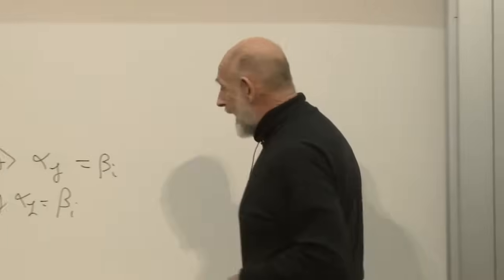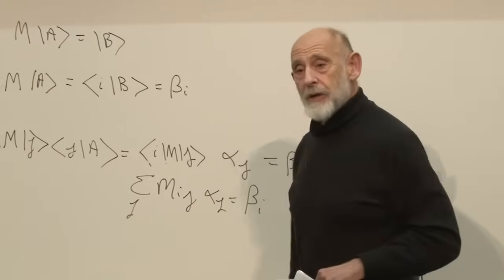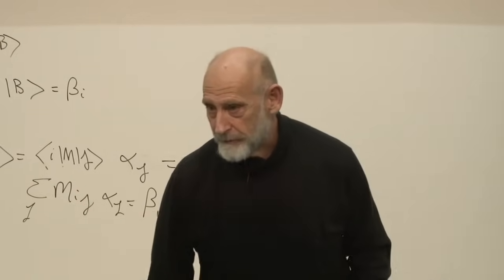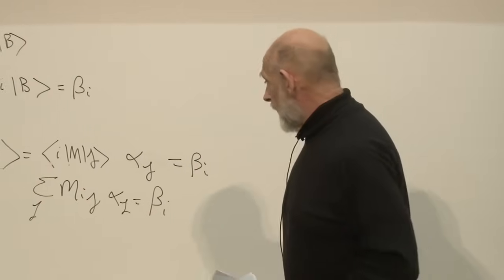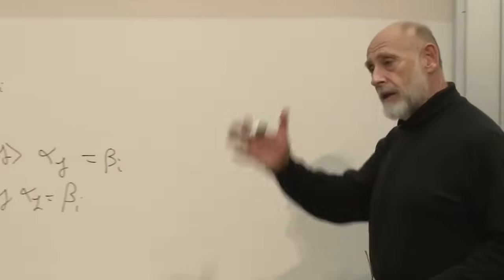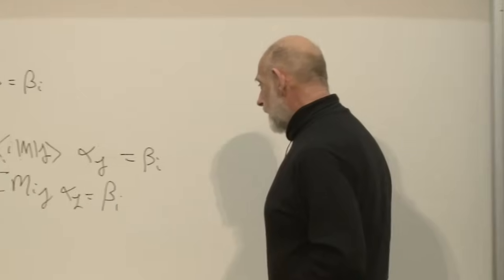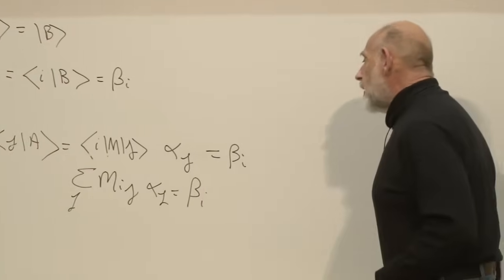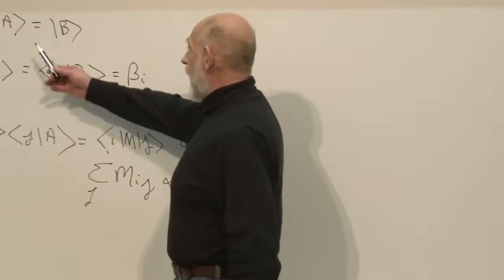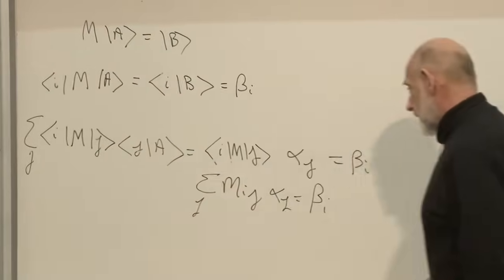M_ij is a matrix. It has two indices. It's a square matrix. If the dimensionality of the space is n, then M is an n by n matrix, a square matrix. Alpha can be regarded as a column, and the output is also a column. It's a column because A was a ket vector and B was a ket vector.